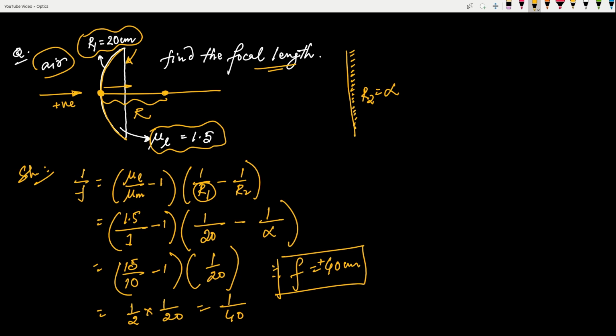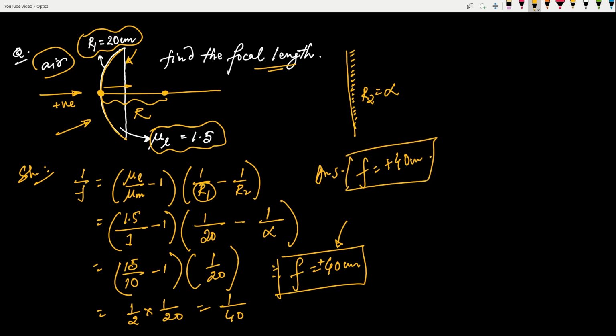And I told you earlier that since this lens will actually behave as a convex lens, as you can see, plano-convex, the combination will ultimately give us a convex lens. Therefore, the focal length should be positive. I've told this earlier even before solving the question. So yes, it's correct that the focal length is coming out positive and the magnitude is 40 centimeter. Therefore, this is our answer, that the focal length of this lens will be plus 40 centimeter. I hope the concept is clear.